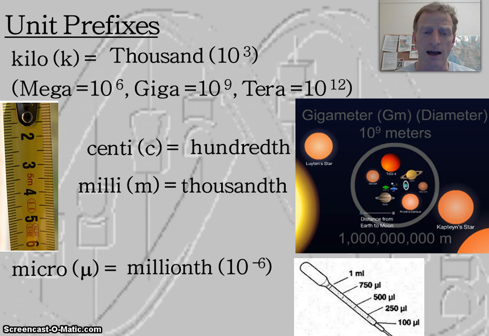We'll use micrometers quite a bit when we look at cell size. A red blood cell might be 10 micrometers wide. A bacterium might be 1 micrometer wide. So very small units, but very useful when we're talking about things like cells and cell structures.